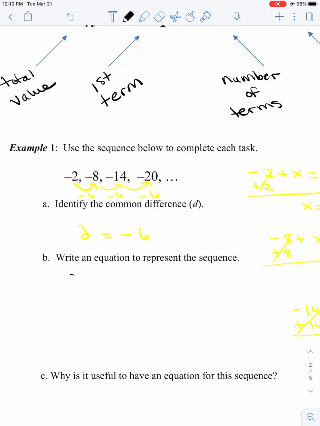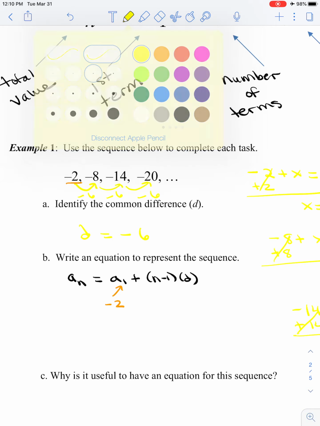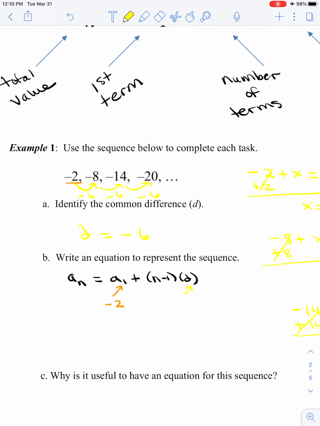So I'm going to use this formula, a sub n equals a sub 1 plus n minus 1 times d. So the first thing I need to know is my first term. So can I figure out what my first term is? I'm going to look at my sequence and say, okay, here's my first term, -2. So my a sub 1 is going to be equal to -2. Can I figure out the common difference? Well, we figured out the common difference already was -6. That's how much we have to add from the first term to get to the second term to get to the third term, and so on.